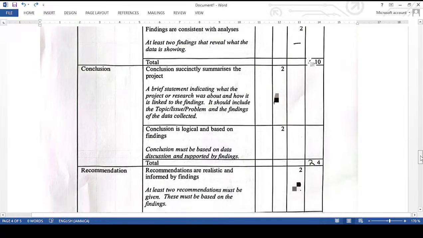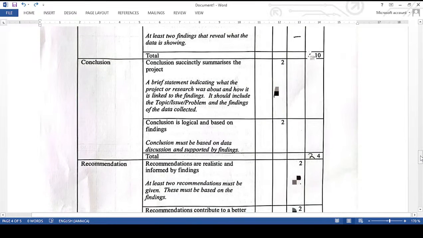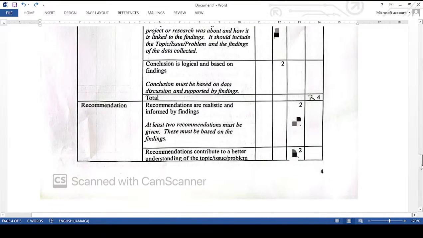conclusion. The conclusion is really a summary of what you would have done, right? So it's a brief statement indicating what the project or the research was about and how it is linked to the findings. It should include the topic, issue, or problem and the findings of the data collected. Conclusion must be logical and based on findings, right? It must be based on the data that you would have garnered.